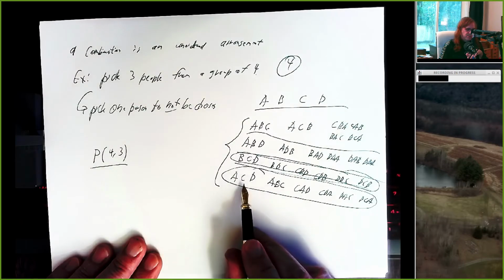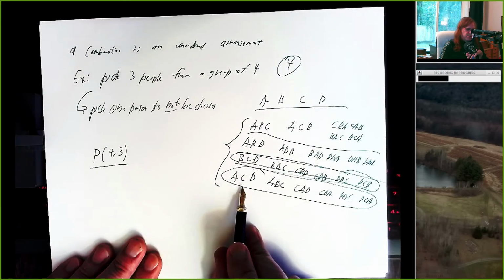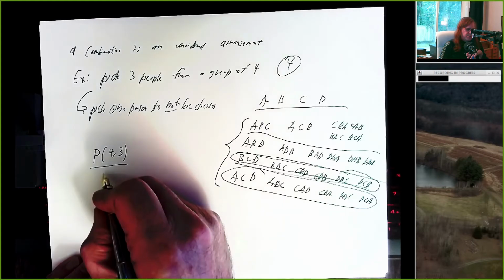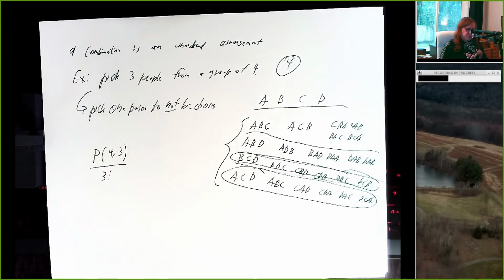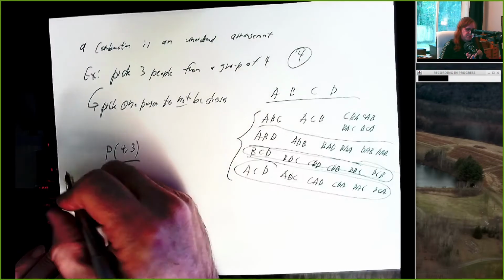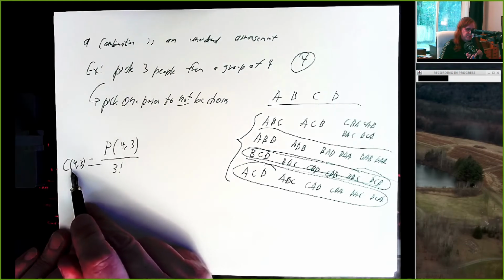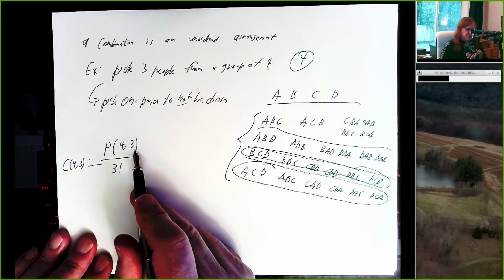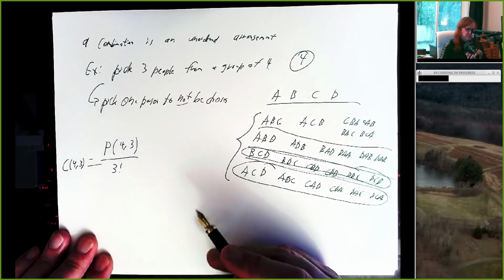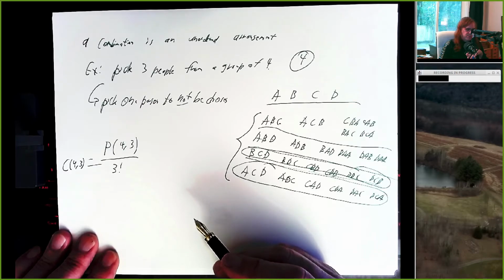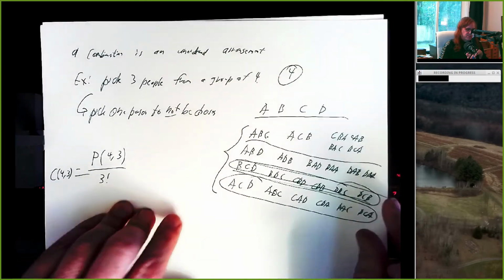And so how many different ways can I rewrite this particular solution of 3 people? How many different ways can I arrange that? Well, that turns out to just be 3 factorial. So the number of combinations of 3 things taken from 4 is the number of permutations of 3 things taken from 4 divided by 3 factorial. So let's formalize that.